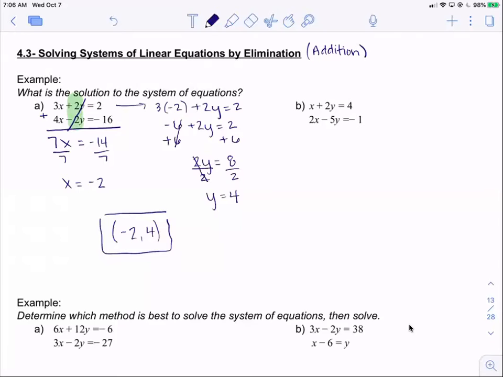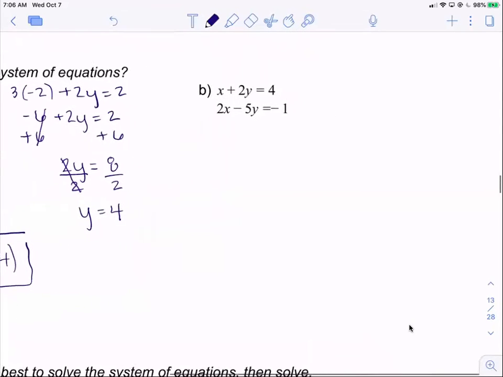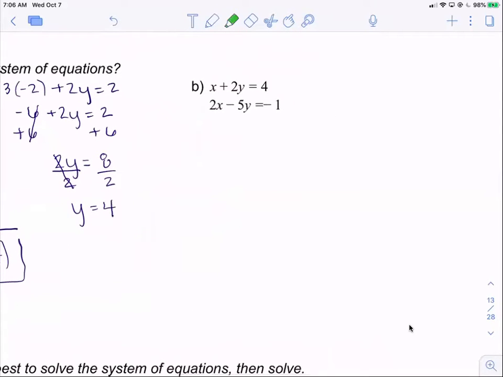All right, now let's look at B. B is a little different. If we look at our x's, we have 1x and 2x, so those don't have the same coefficient. If we look at our y's, we have 2y and negative 5y. So one is a positive and one is a negative, but they're not the same number. When this happens, we need to figure out something to multiply. It depends, do you want to get rid of your x's or do you want to eliminate your y's? This is total preference. On this one, let's go ahead and eliminate our x's.